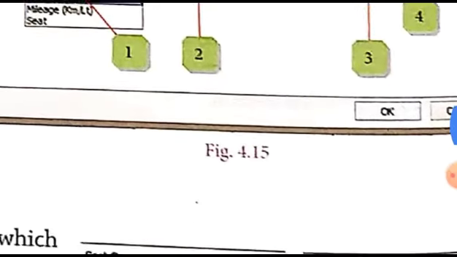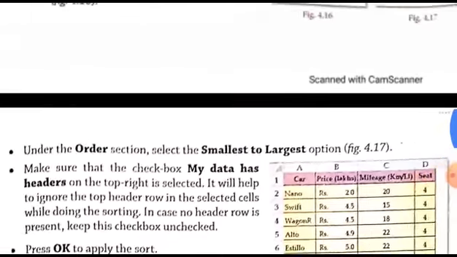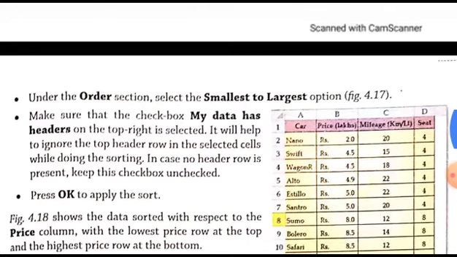Why should we always make it checked if we have headers? Because it helps us ignore the top header row in the selected cells while doing the sorting. If this checkbox is selected, the top header row in the selected cells will be ignored and will not be considered for the sorting process. If my data has headers is selected, the header rows will not be counted in the sorting.